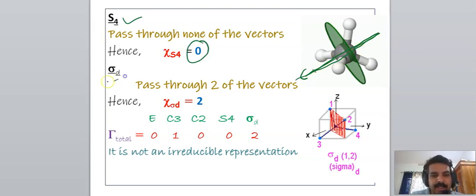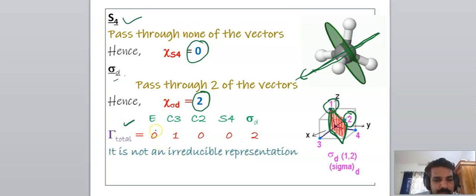Then next is sigma D, which passes through 2 of the vectors. This is the sigma D plane. It passes through 2 vectors, vector 1 and vector 2. Therefore the number of vectors retained is equal to 2, so chi sigma D is equal to 2. So the total characters are: E is 4, character of E is equal to 4, then 1, 0, 0, 2.